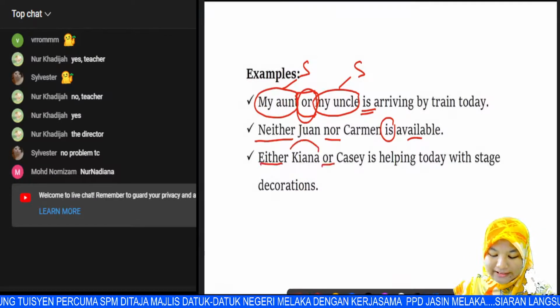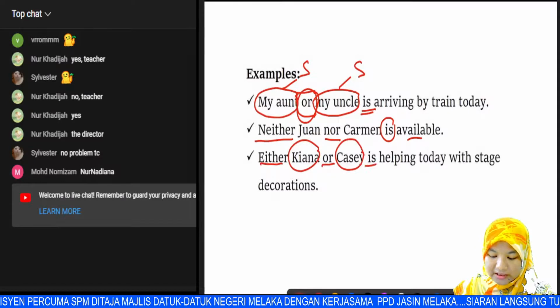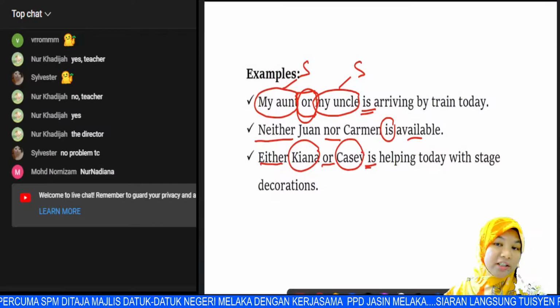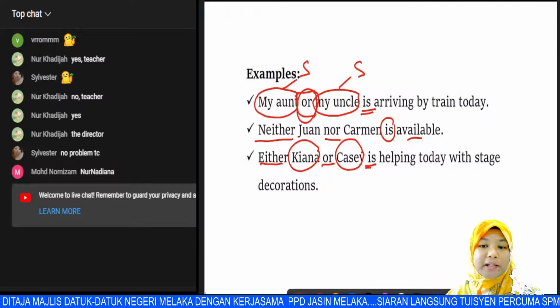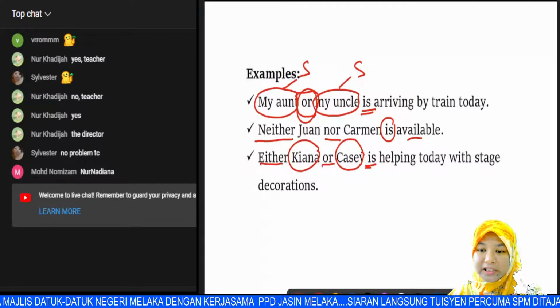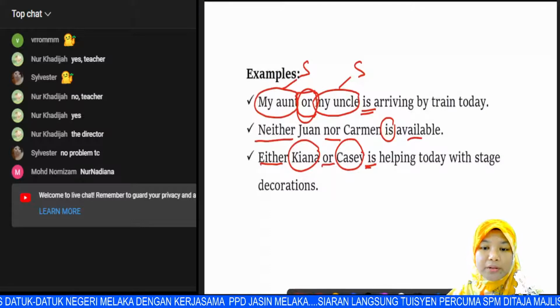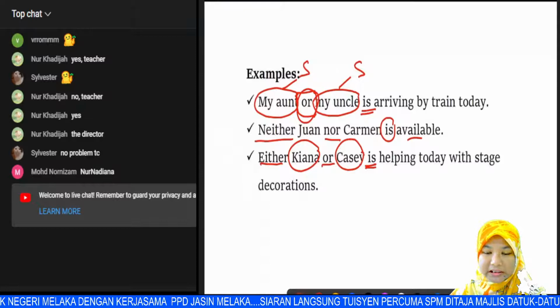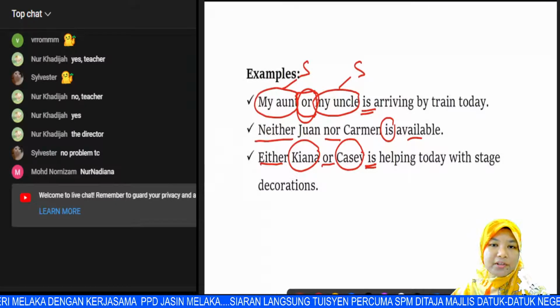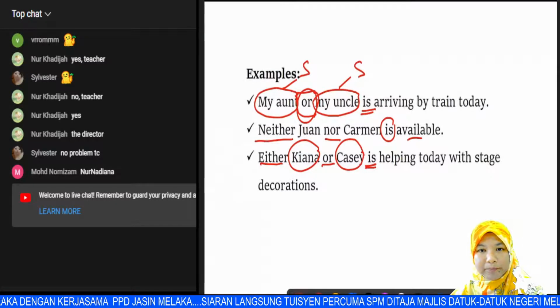Next one. Either Kiana or Casey is helping today with stage decoration. This one is very similar to example number one. At the end of the day, only one of them will help with the stage decoration. It will be Kiana. If it is not Kiana, then Casey will come.